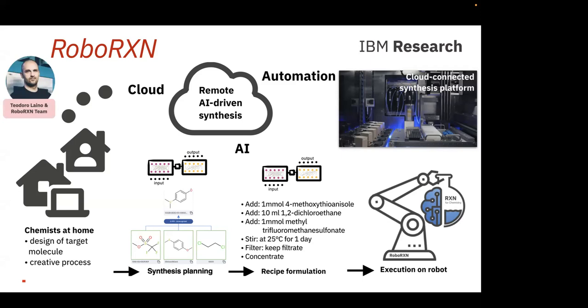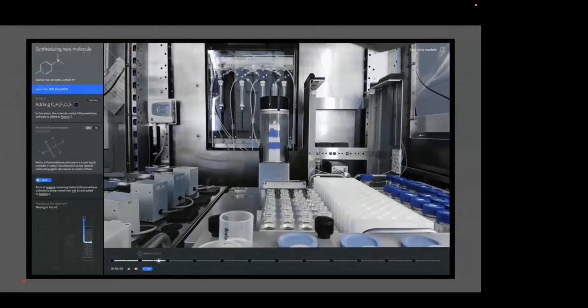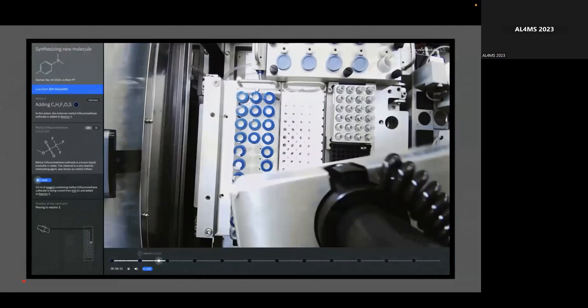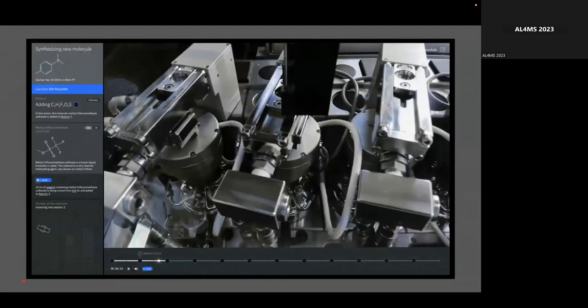Here, let me just highlight Teodoro Laino and the RoboRXN team. While I was working mostly on the machine learning part, I was really far, far away from the hardware and the whole engineering work behind this project. Here is just to show you that this prototype in a ChemSpeed robot actually exists in Zurich, and it executes predicted synthesis for a photoacid generator.